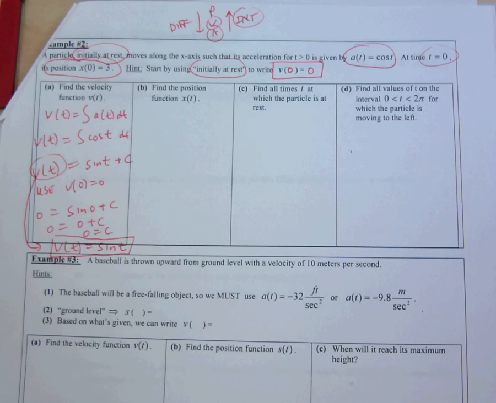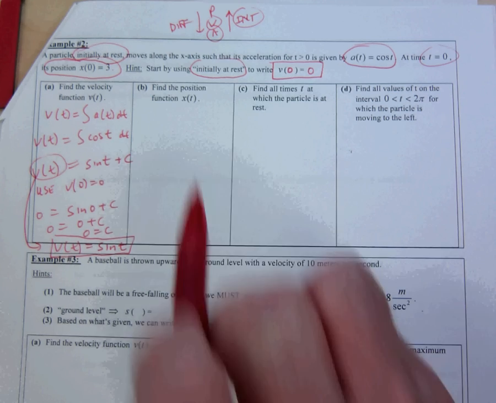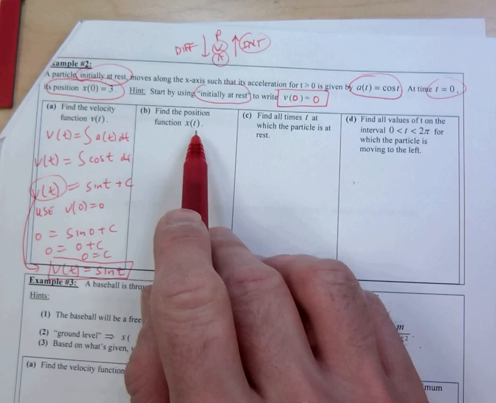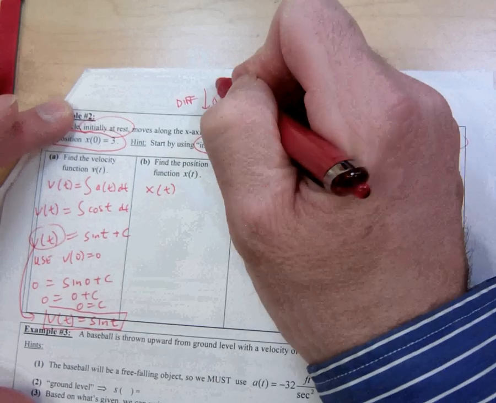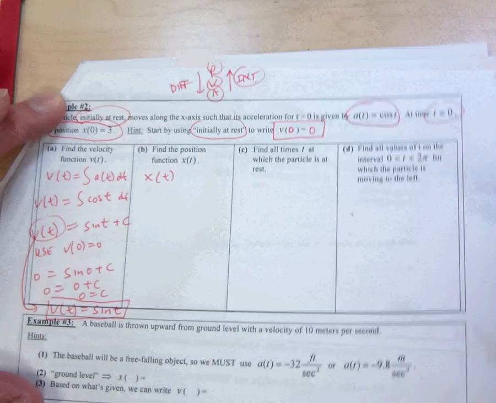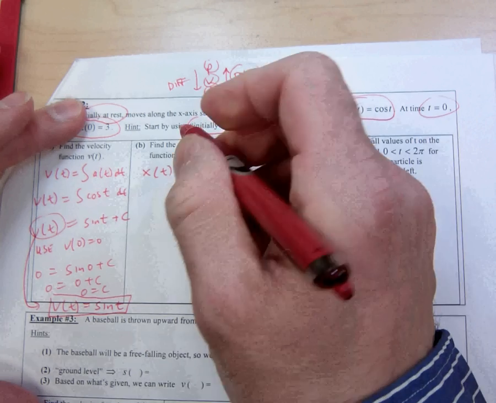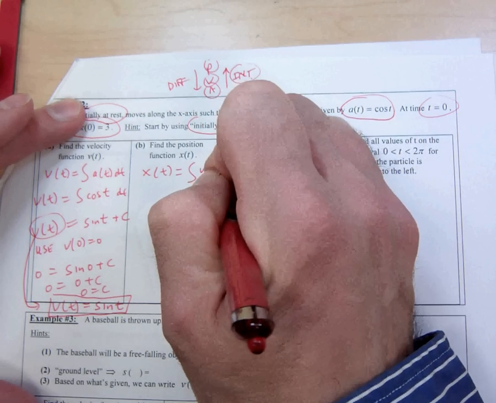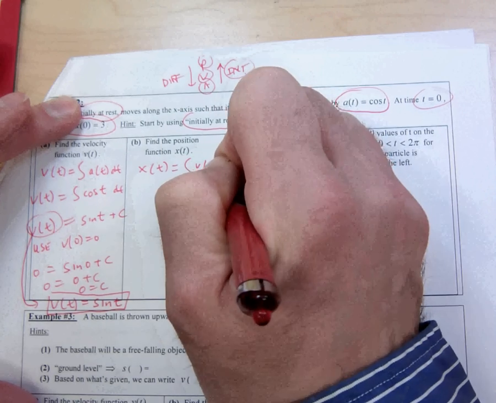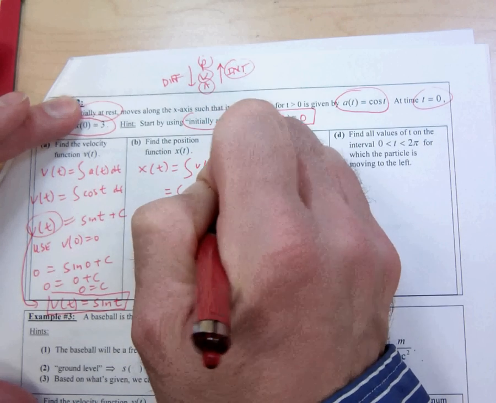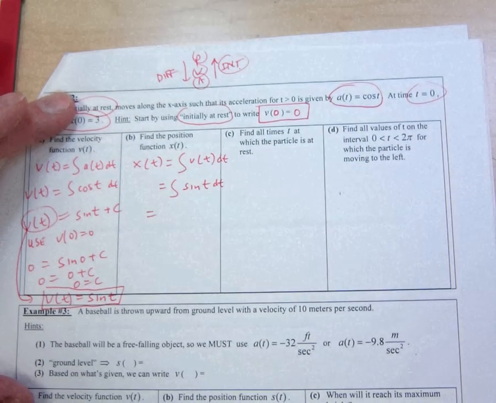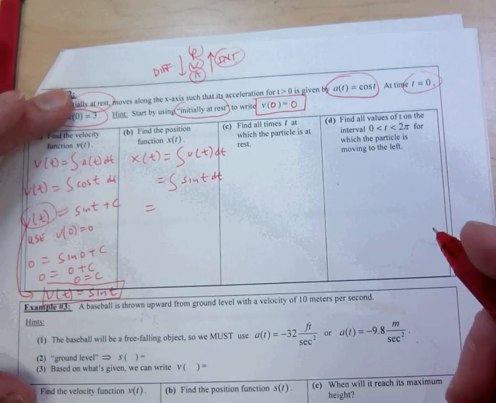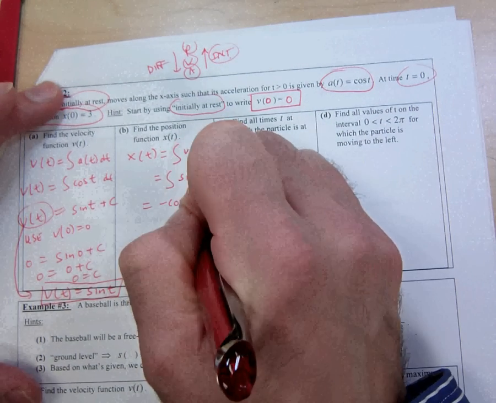All right, now it says to find the position function. John, how am I going to find the position function? Okay, good. So, again, I have the velocity and I want the position. Don't I need to integrate again, right? Okay, so since the derivative of cosine is negative sine, going backwards, what's the antiderivative of sine? Negative cosine. Good. Plus c.